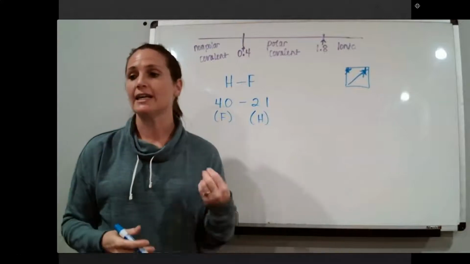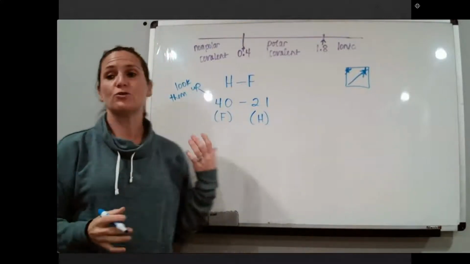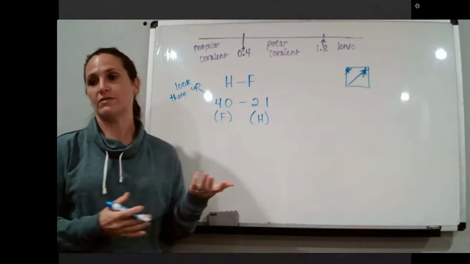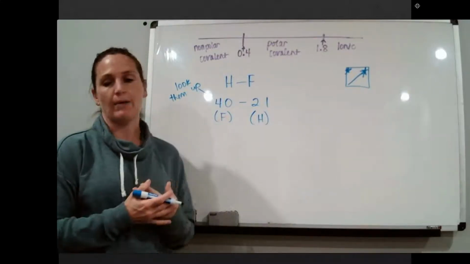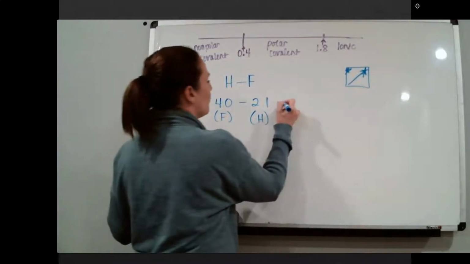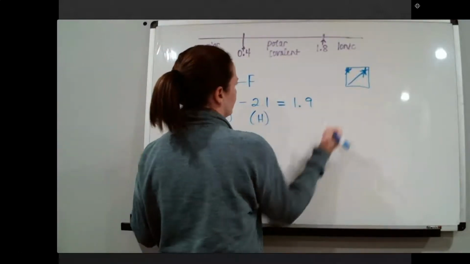Again, I'm looking up these values. You might be Googling what is the electronegativity value of fluorine or what is the electronegativity for hydrogen. You're going to be looking them up. So when we subtract these two, we get 1.9.